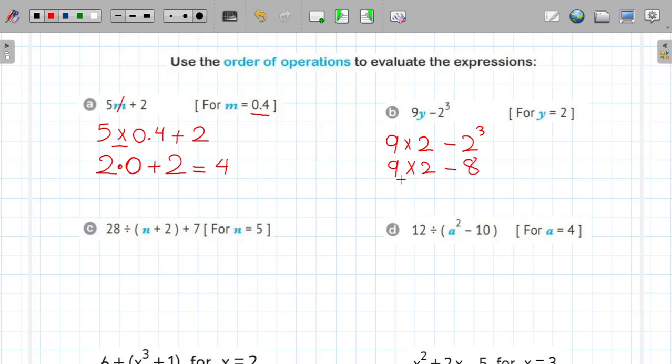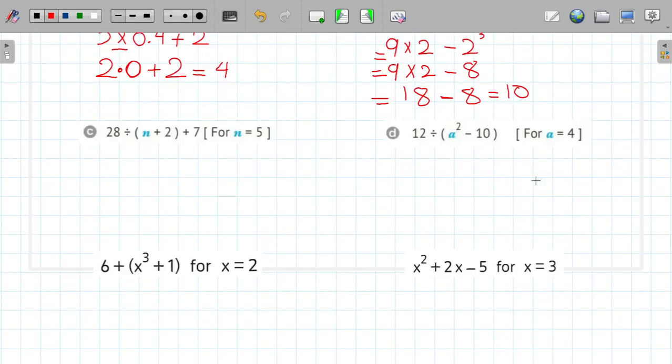Next, I have the multiplication operation. So it will be 9 times 2 equals 18, and 18 minus 8 equals 10. So I have the value of the entire expression for y equals 2 is 10.